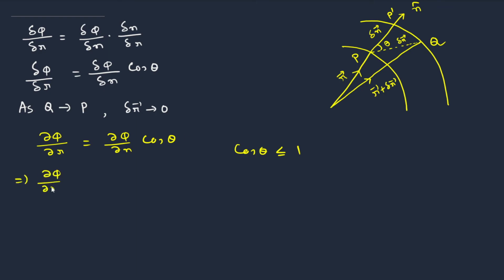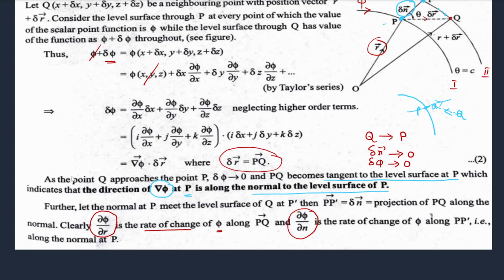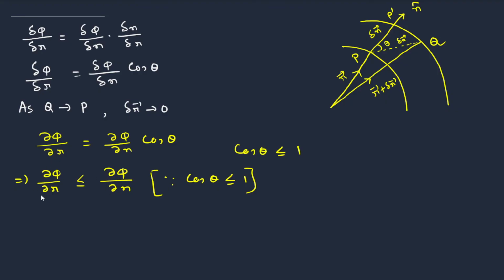So if we use this condition, less than or equal to 1, then what you will get? You will get del phi by del r is less than or equal to del phi by del n, since cos theta is less than or equal to 1. So what does it mean? Del phi by del r is the rate of change of phi along the PQ direction, and del phi by del n is the rate of change of phi along the PP dash direction. So this is greatest. When we travel along the direction of the normal, the rate of change is maximum.